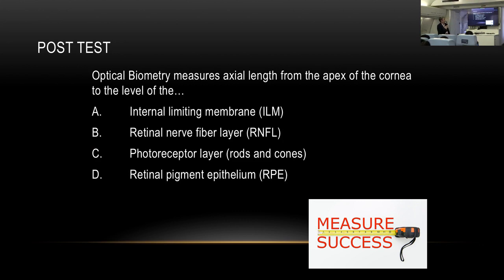Optical biometry measures axial length from the apex of the cornea to the level of... D. That's correct. Optical biometry measures all the way down to the retinal pigment epithelium. It passes through all these structures on its way there.